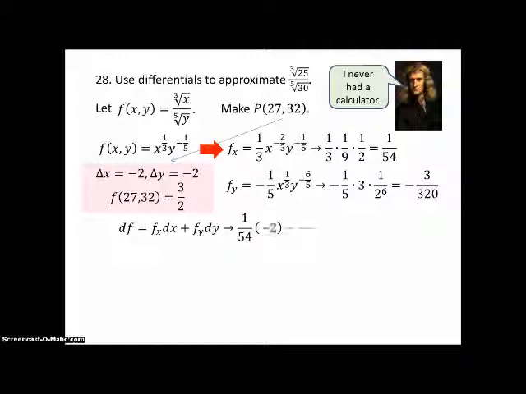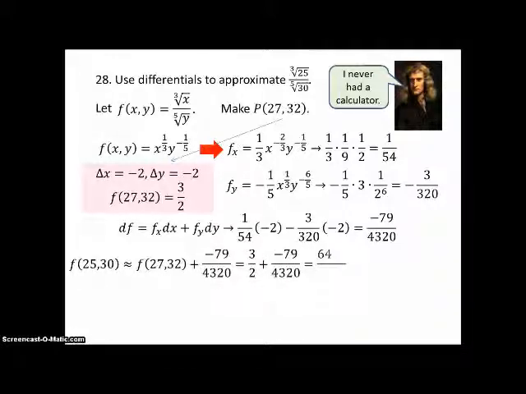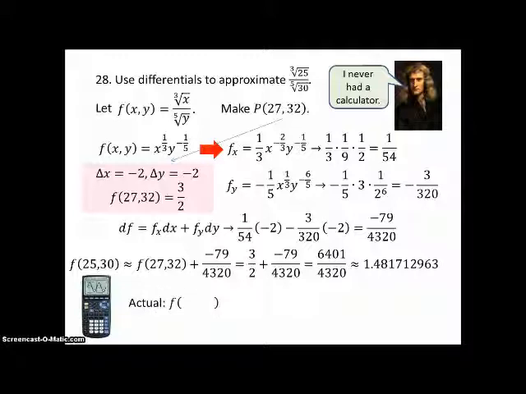So the differential is equal to the partial derivative with respect to x dx plus the partial derivative with respect to y dy. Plugging in the values we've already computed, we get negative 79 over 4320. So now we can approximate the not so nice point by adding that differential to the value for the nice point, and we get an approximation of 1.48 and so on. Okay, so now we take out our calculator and plug our not so nice values into the function, and this time you'll see that we got a pretty good approximation.